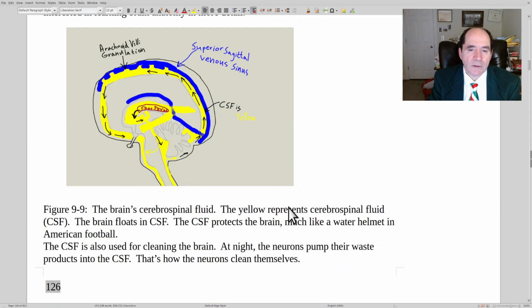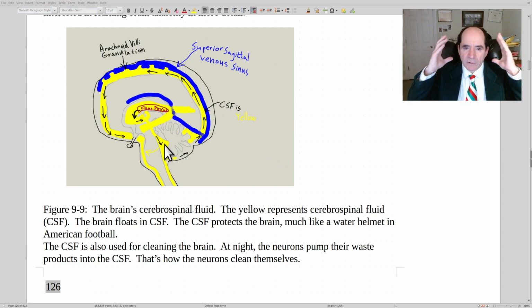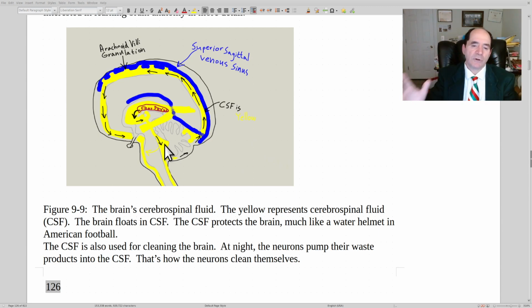Okay, here is showing the fluid system of the brain. And the yellow stuff is cerebral spinal fluid. The whole brain is bathed in fluid. And the initial thing I first learned is, oh, well, that's like a water helmet in football. It protects the brain with trauma to absorb some of the shock of the blow, such that it's like a shock absorber. Okay, and yeah, it does that, but it has much more important things too. The cerebral spinal fluid is like the sewage system. At night, when we're asleep, our brain neurons pump out their waste products, and they get taken into the cerebral spinal fluid.